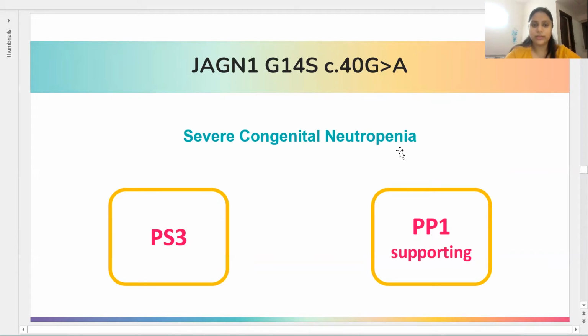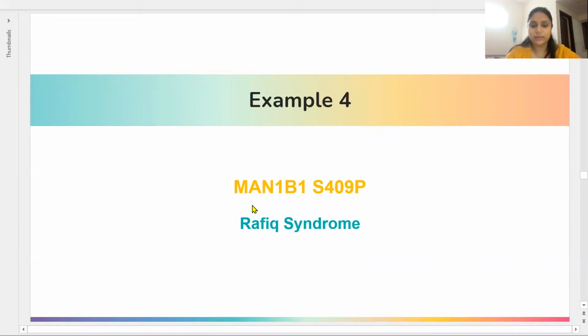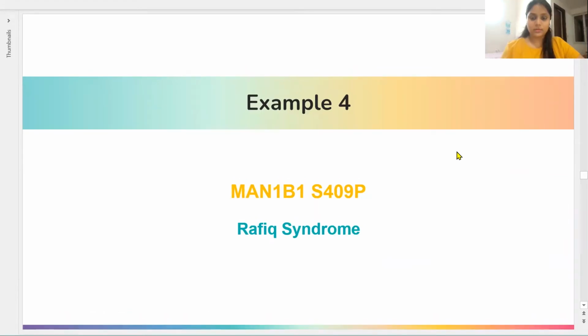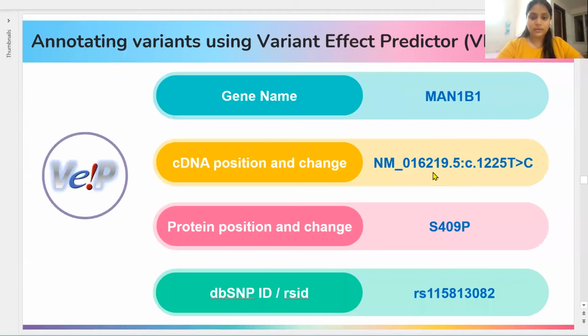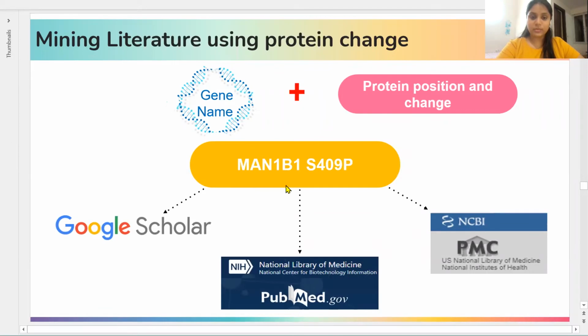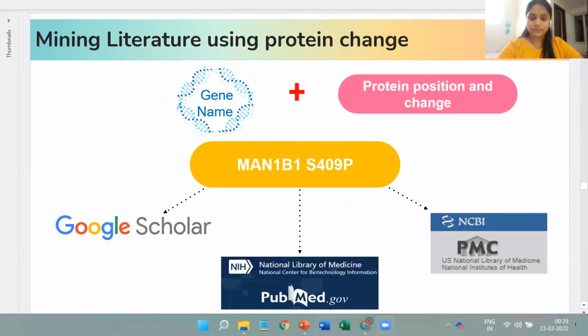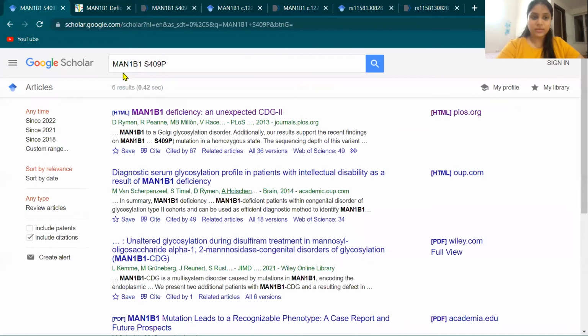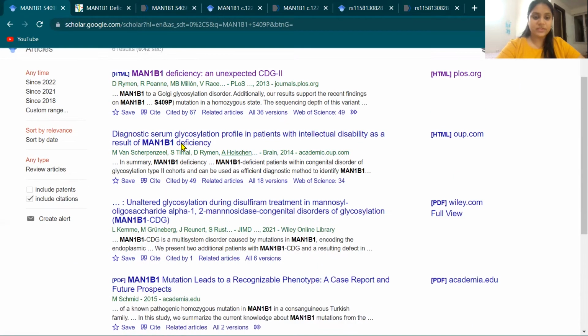Now let's move on to the next variant, which is example 4, S409P variant of MAN1B1 gene causing Rafik syndrome. So we annotated this MAN1B1 variant, and these are the different IDs of this particular variant. So let's start with first putting the protein change into Google Scholar. So here I have put in the protein change in Google Scholar, and I have gotten 6 results, which are these 6.